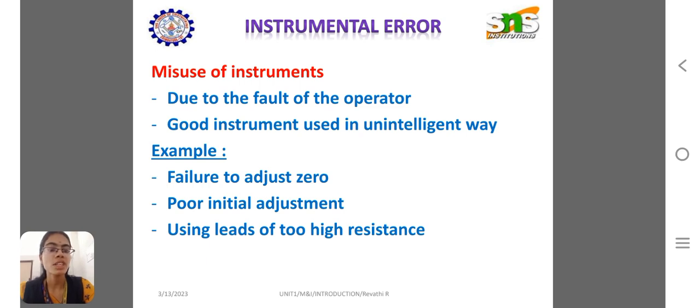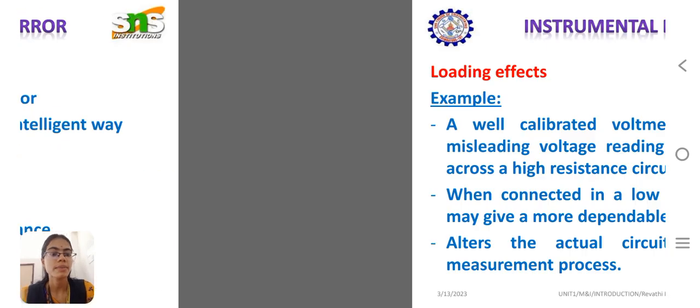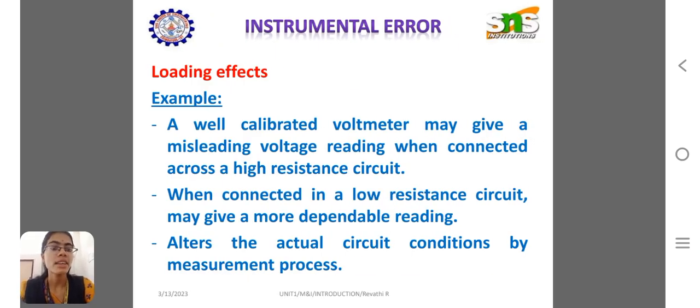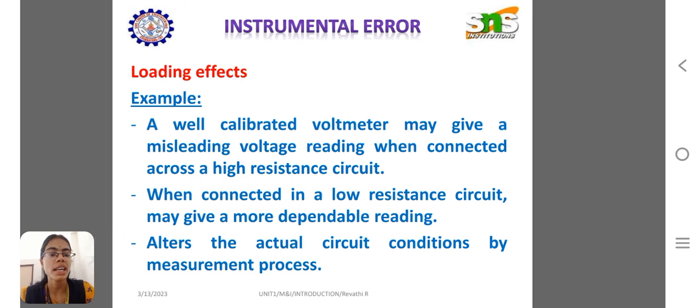Next one is poor initial adjustment. That is also a zero adjustment failure error. Using leads of too high resistance. Instrumental error or loading error. For example, a well calibrated voltmeter may give a misleading voltage reading when connected across a high resistance circuit. When connected in a low resistance circuit, it may give a more dependable reading. It alters the actual circuit's conditions by the measurement process. These are the loading effects in the instrumental error.